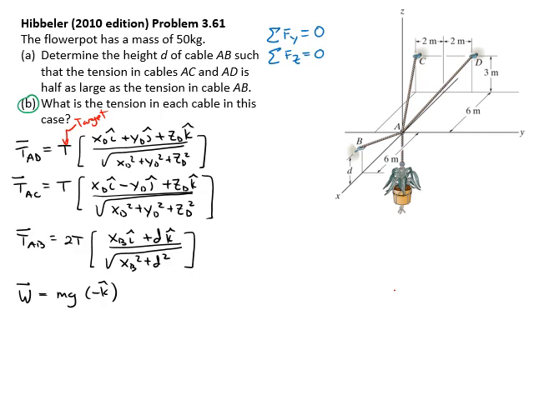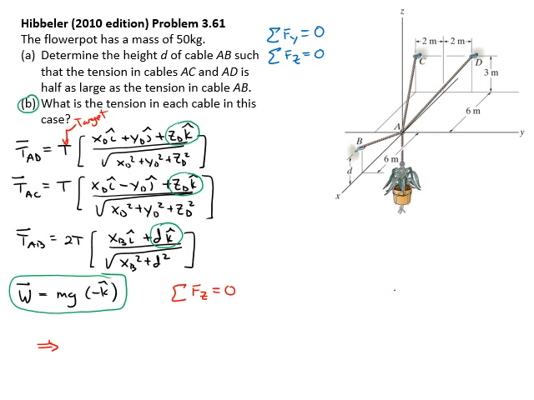So let's count all of our z components. This one, this one, this one, and this one. Don't forget about the weight there. Add all those up and set it equal to 0. So we're doing here the sum of the forces in the z direction equals 0. What equation do we get out of that?